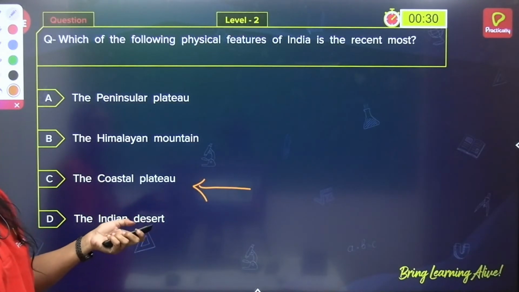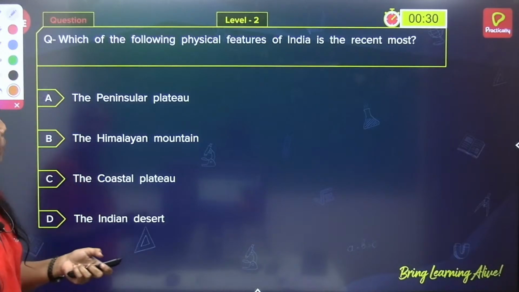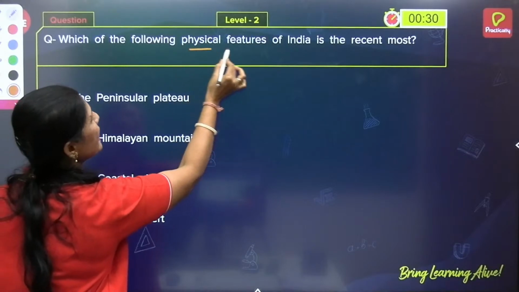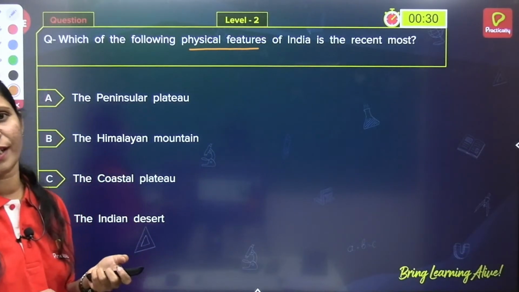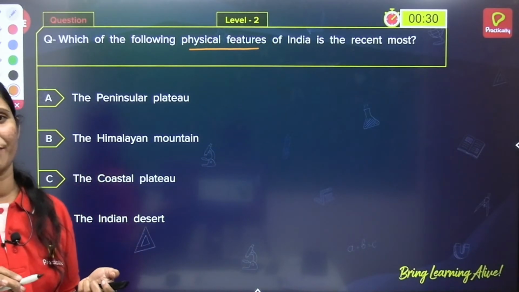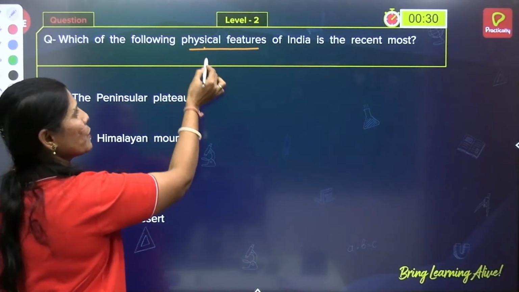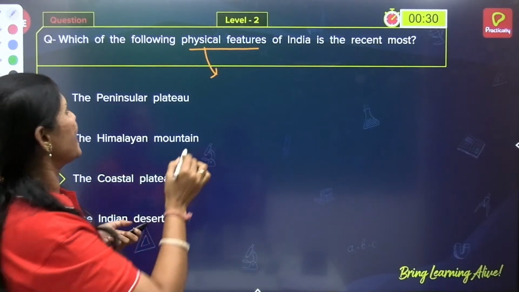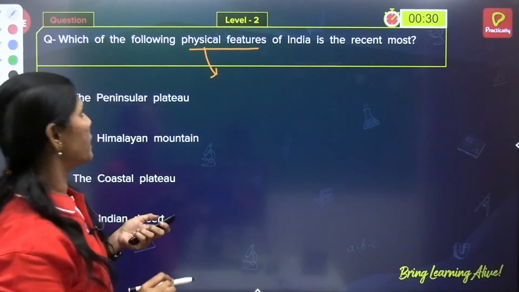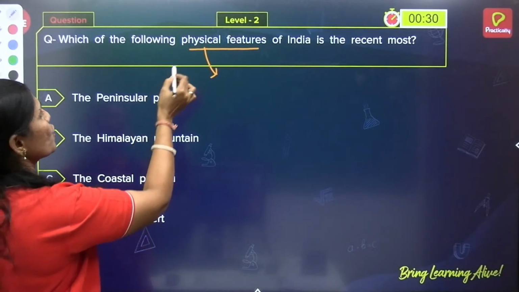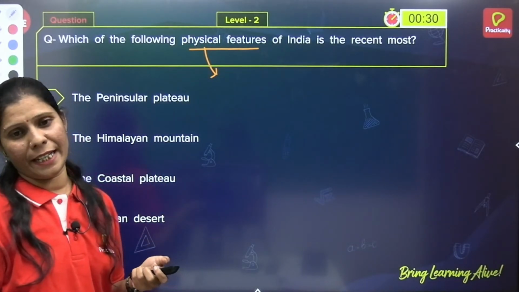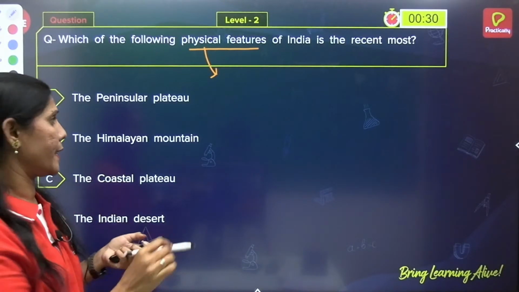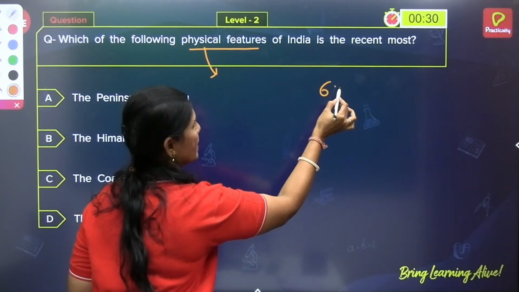So let us have a look at different types of landforms. What are the different types of landforms? We call them physical features. What do you mean by physically? The word physically means which can appear to us, we can see them, which are viewable. These physical features are majorly classified under 6 categories.